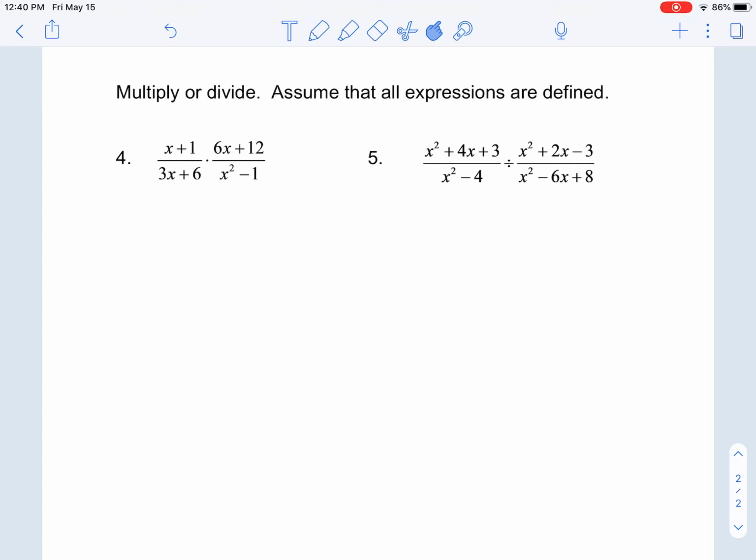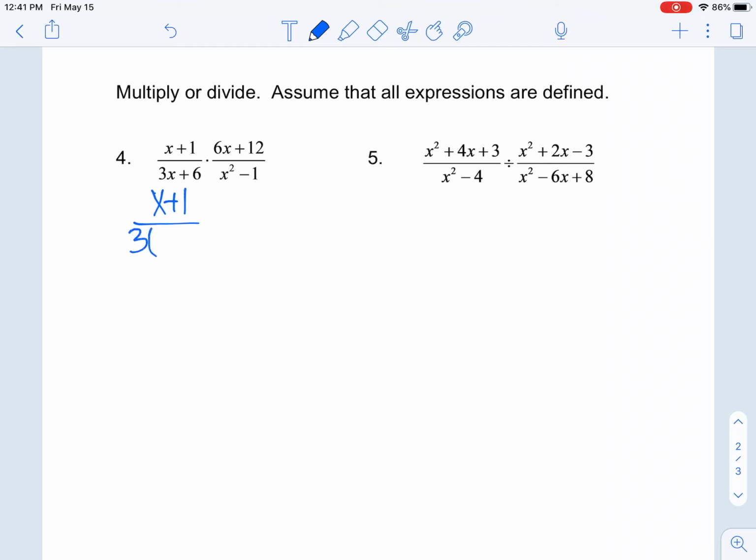Okay, for the last section of this lesson, we're going to multiply or divide and assume that all expressions are defined. So that means we do not need to say what x cannot equal. So starting with number 4, we have x plus 1 over 3x plus 6 times 6x plus 12 over x squared minus 1. So let's factor everything that we can.